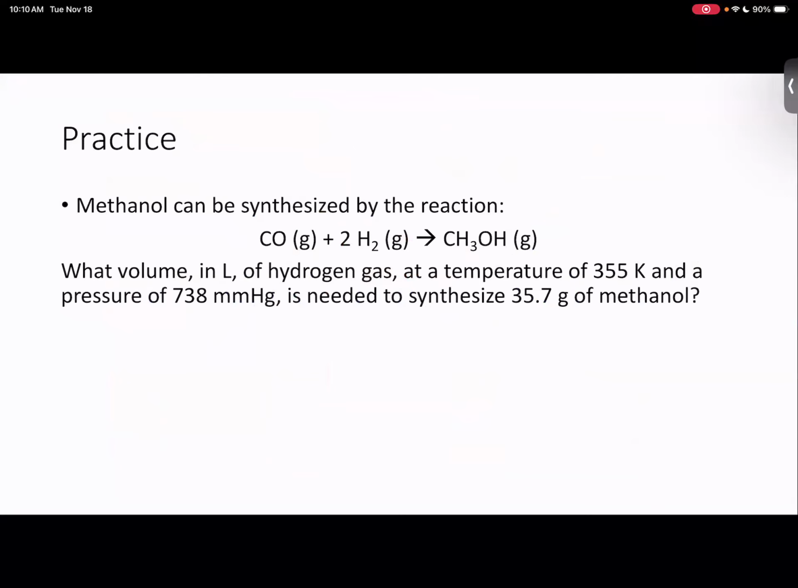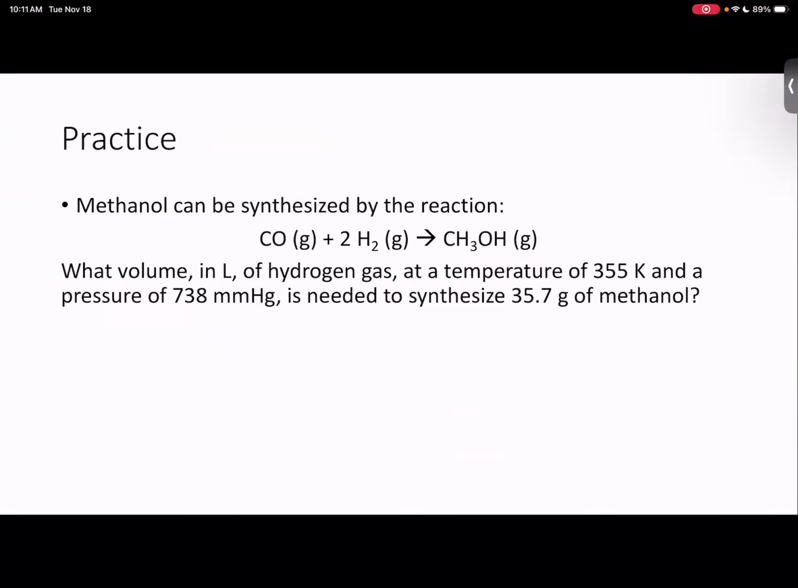So let's look at an example. Methanol can be synthesized by the reaction where carbon monoxide reacts with 2 hydrogen gas to form methanol. What volume in liters of hydrogen gas at a temperature of 355 Kelvin and a pressure of 738 millimeters of mercury is needed to synthesize 35.7 grams of methanol?